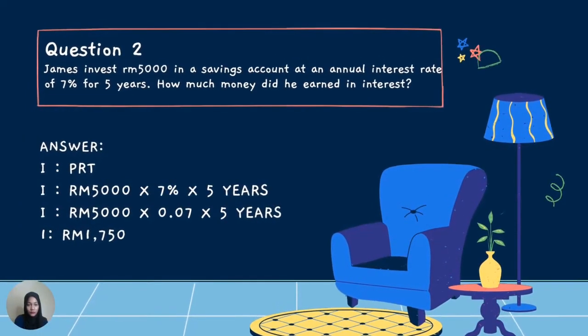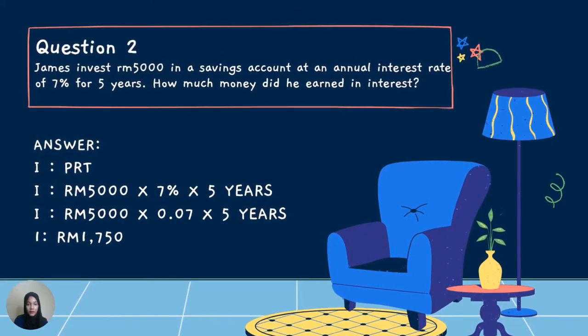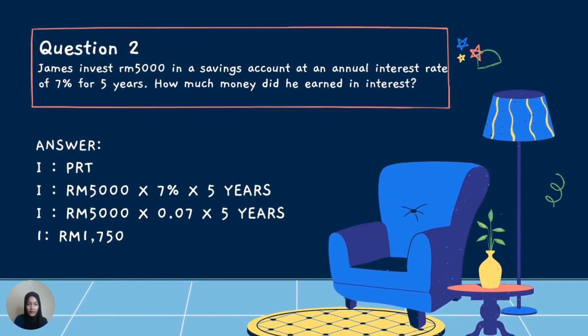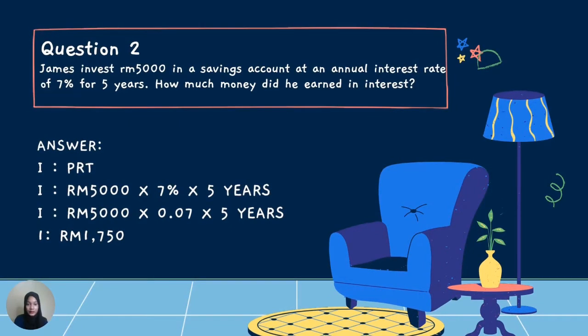Question number 2. James invests 5,000 in a savings account at an annual interest rate of 7% for 5 years. How much money did he earn in interest? The calculation is I = PRT. To find I, the simple interest equals principal 5,000 times 7%, which is 0.07, times 5 years. So we get a simple interest of 1,750.